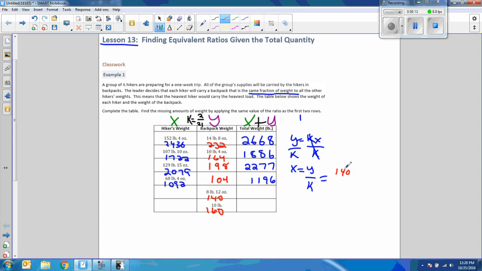140, divided by 2 over 21, which equals 140 times 21 over 2. Okay, well that's going to reduce to 70. So it's 70 times 21, which is 1,470.